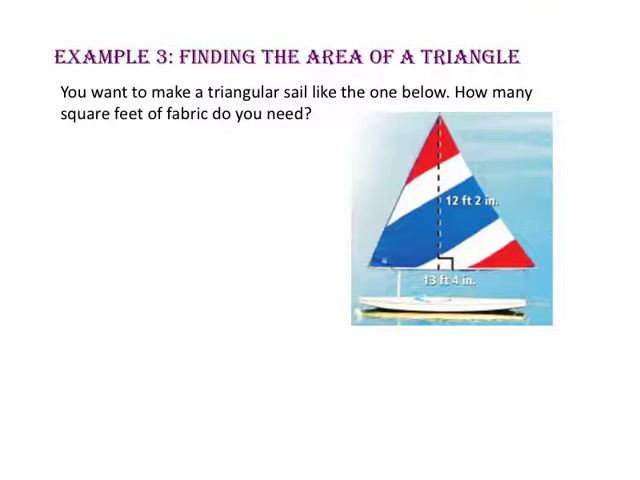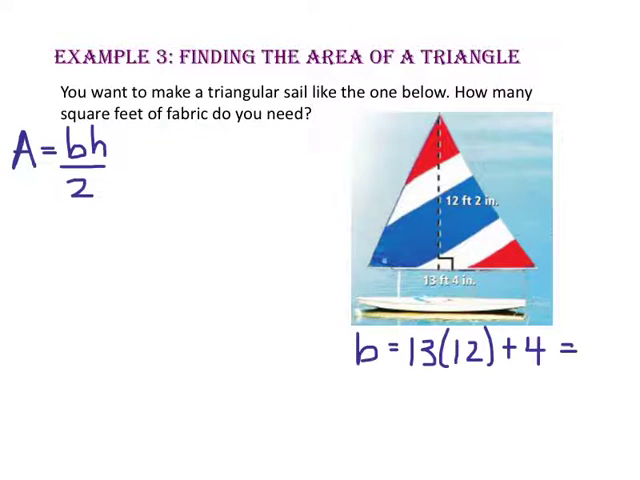In example 3, we will find the area of a triangle. You want to make a triangular sail like the one below. How many square feet of fabric do you need? Let's start with the formula for the area of a triangle. Area equals base times height divided by 2. The base of the sail is 13 feet 4 inches long. Let's convert this all to inches by multiplying 13 times 12 and adding the 4, giving us 160 inches.